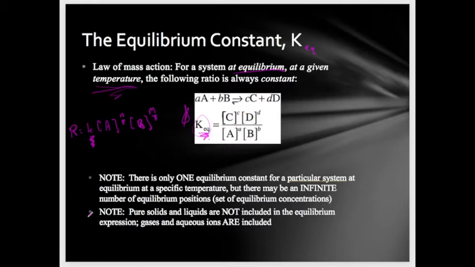Here's another super important thing. This is probably even more important than that previous note. Solids and liquids do not get included in this expression. So you only include gases and aqueous stuff. Why is that the case? Because these are concentration values. We cannot even talk about the concentration of a solid or a liquid. They have no impact. This is really, really interesting. Solids and liquids in a reaction do not impact the equilibrium at all.